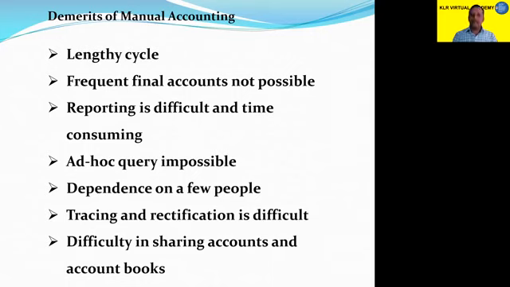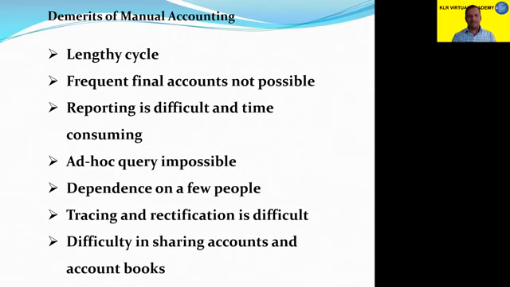Next one, frequent final accounts not possible. Why not possible? Because you are supposed to identify transactions, means complete phase one. You are supposed to record the transactions. Second phase, complete. Next one, third one, you are supposed to complete summarization, and fourth one. What I mean to say is, unless and until you complete all phases of the manual accounting process, you are not able to get the results in manual accounting.